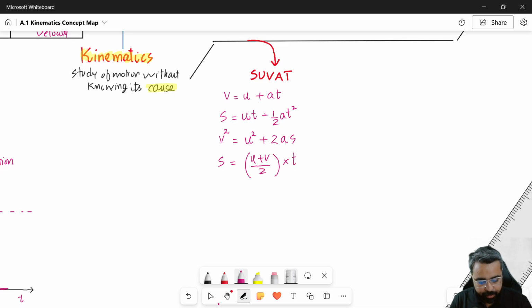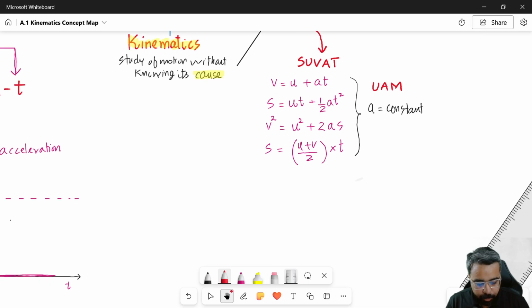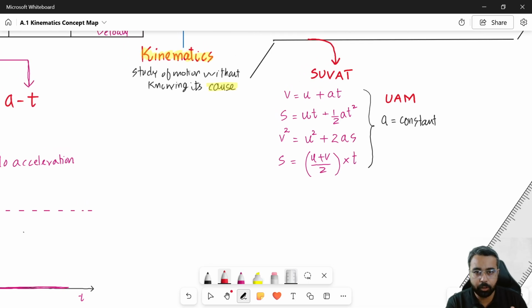So remember the condition to apply these equations. What is that essential condition? The essential condition is that acceleration must be constant. When we say acceleration must be constant, we can also abbreviate it as UAM, uniformly accelerated motion. Now this constantly accelerated motion can be one-dimensional or two-dimensional. I will explain later, but first I want to show you the shape of the constantly accelerated motion.